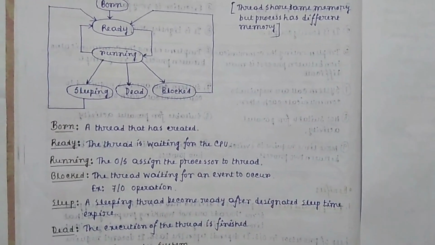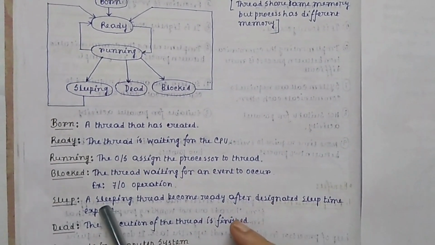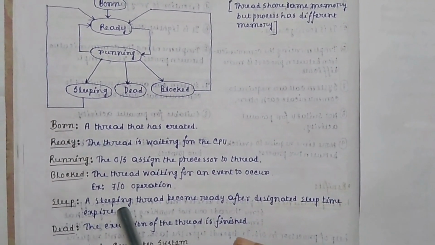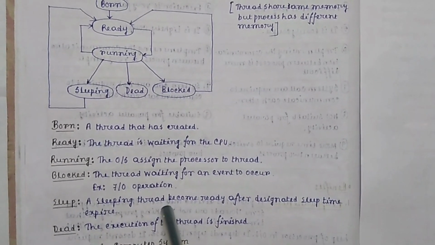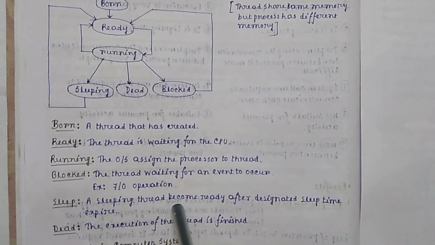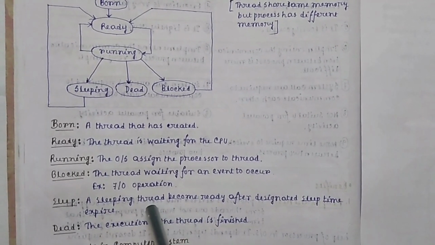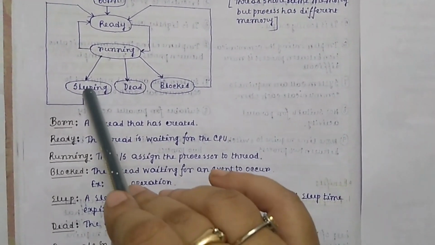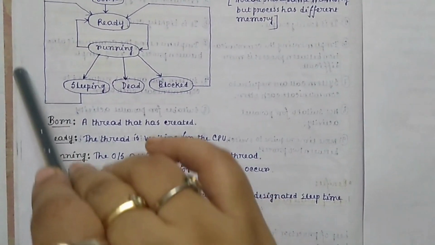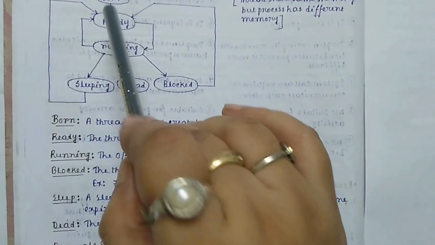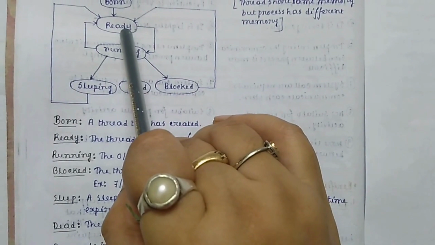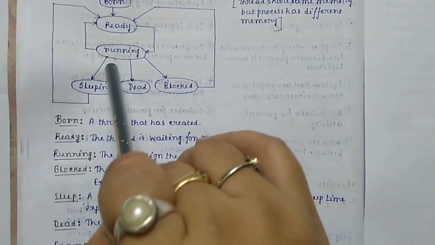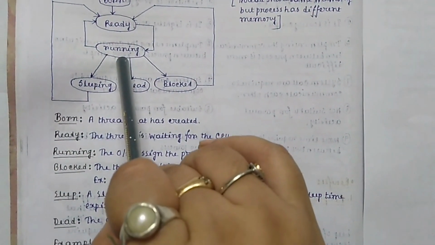So through sleeping, a thread becomes ready when the sleep time is expired. That means when the sleep time is expired, again it moves to the ready state, and after ready it moves to the running, that is for execution of a thread stage.